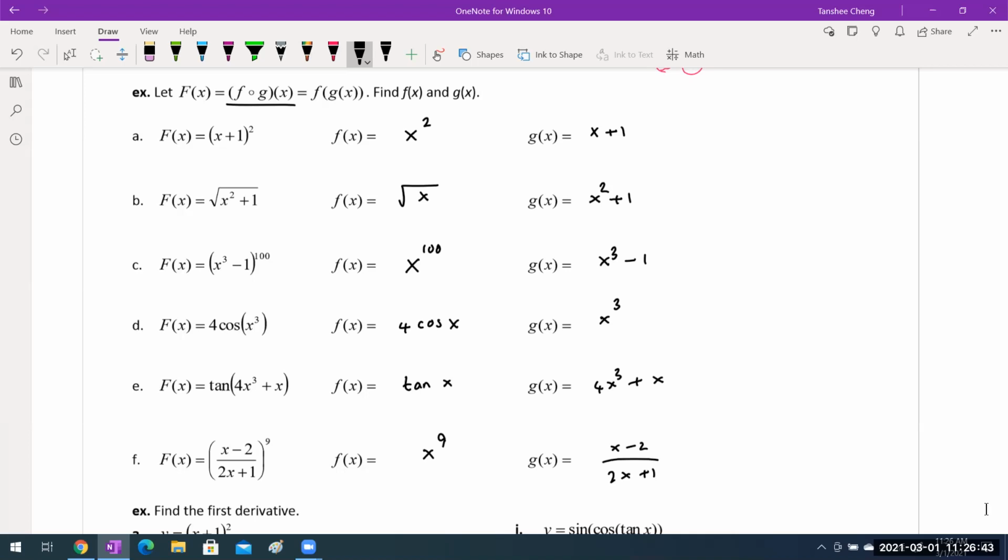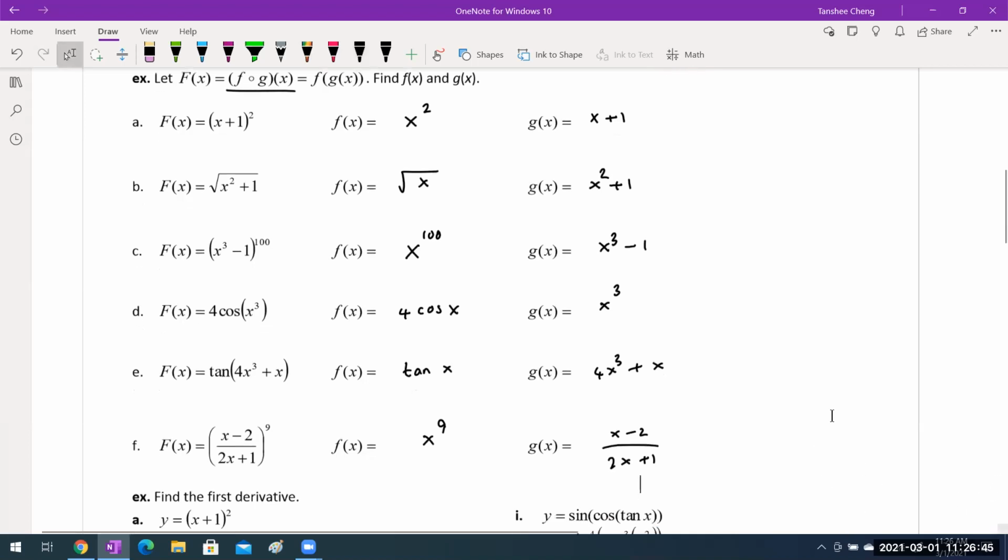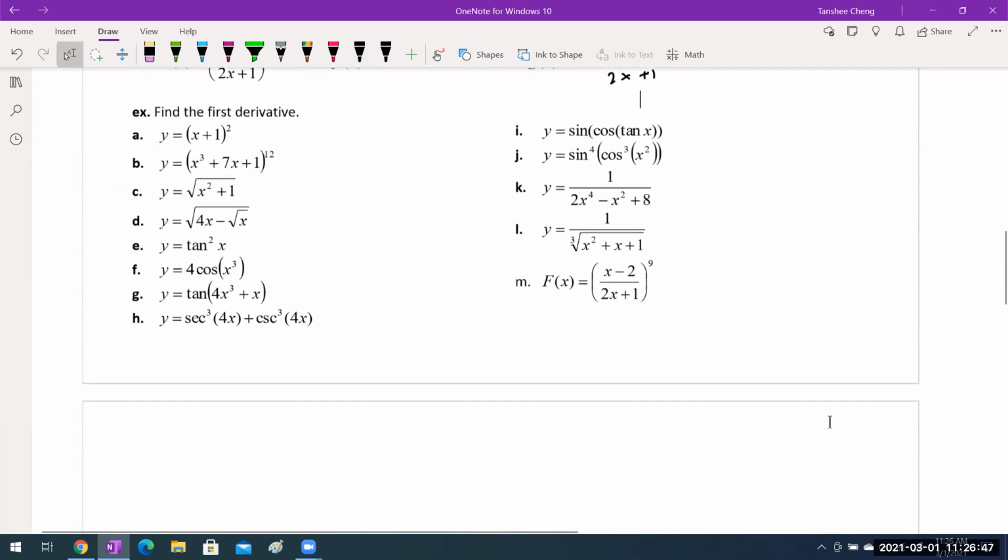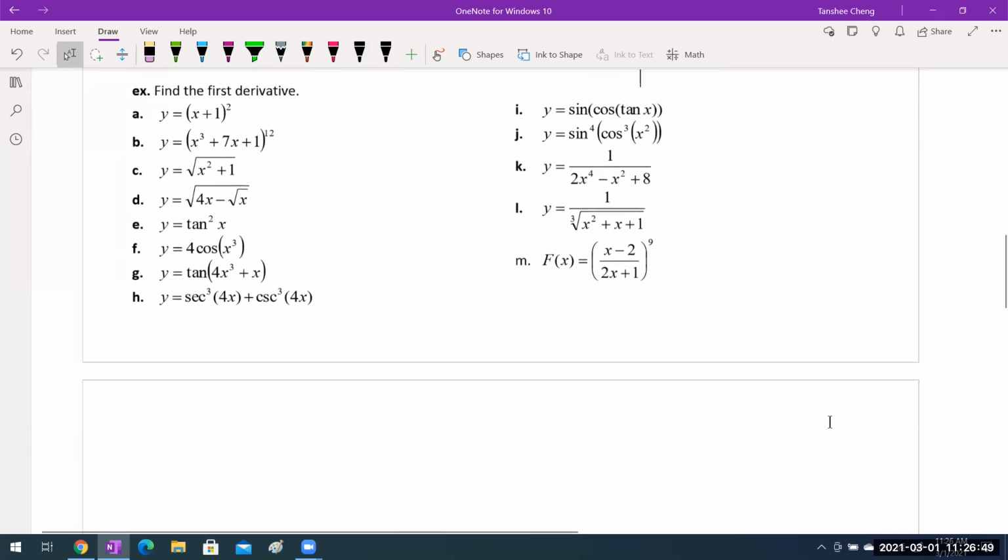So now let's take a look at taking the derivative of these functions. So we want to take the first derivative of the given functions right here. Okay. So part A is basically the problem that we did in 2.3, and now we're going to be using the chain rule to work on this.